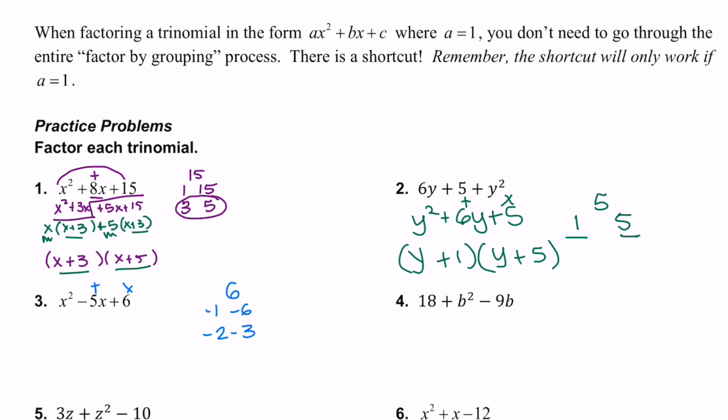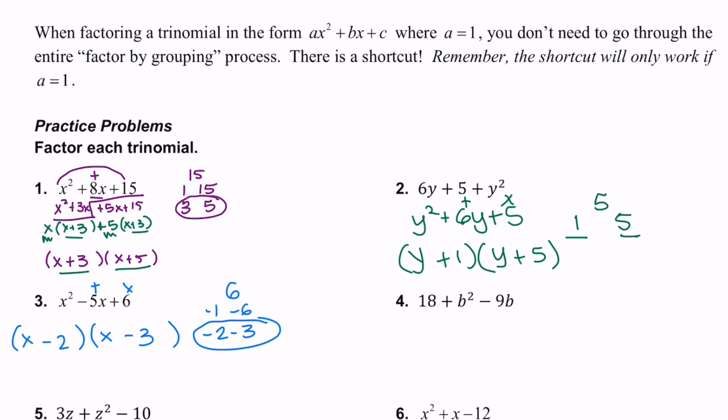Now negative 1 minus 6 is a negative 7, so that is not going to be our answer. We are going to use the negative 2 and the negative 3. So we put two parentheses. Whatever variable we have, we put those in the first spot of each parenthesis, and then we use our two numbers, a negative 2 and a negative 3. And when you multiply this out, you get x squared minus 5x plus 6.